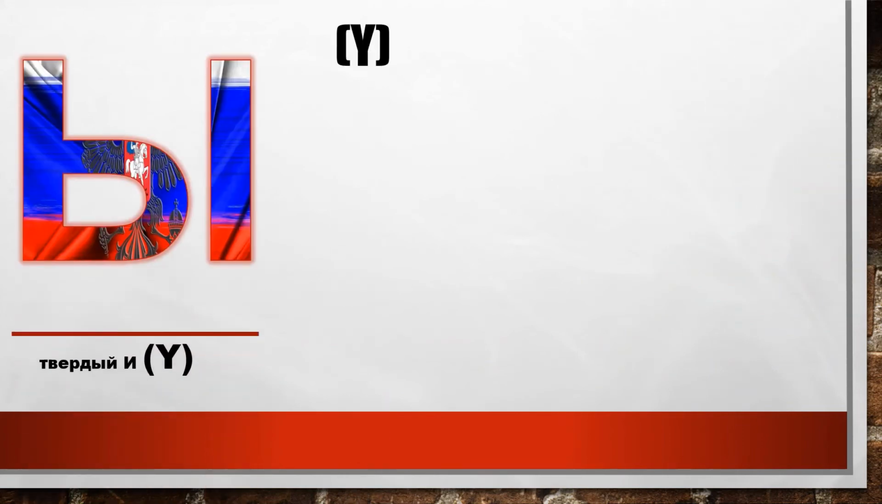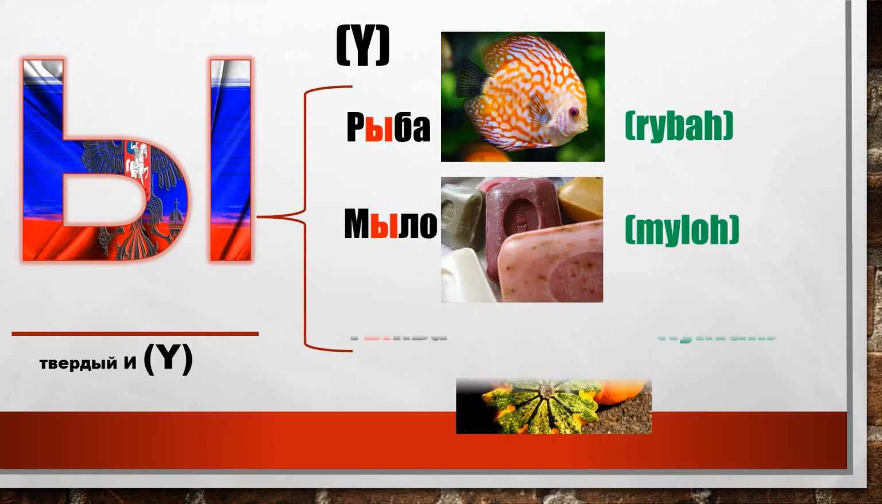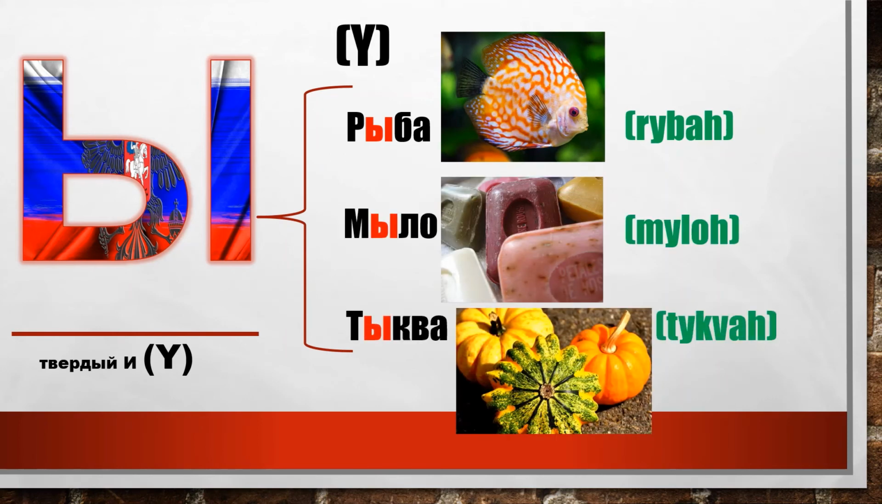Last letter, твёрдый Ы. Рыба, мыло, тыква. Don't say риба, мило, тиква. It needs to be pronounced harder.